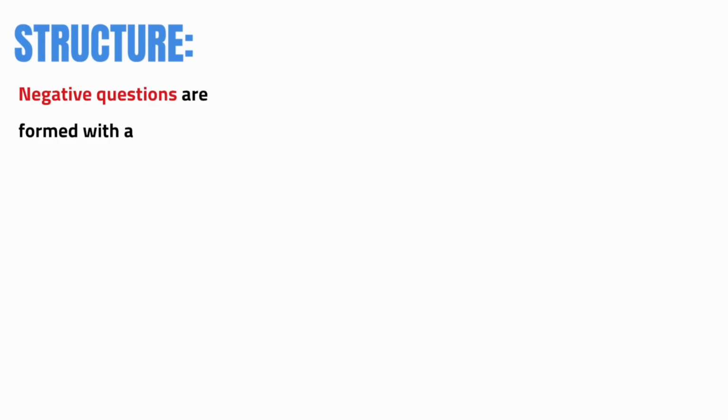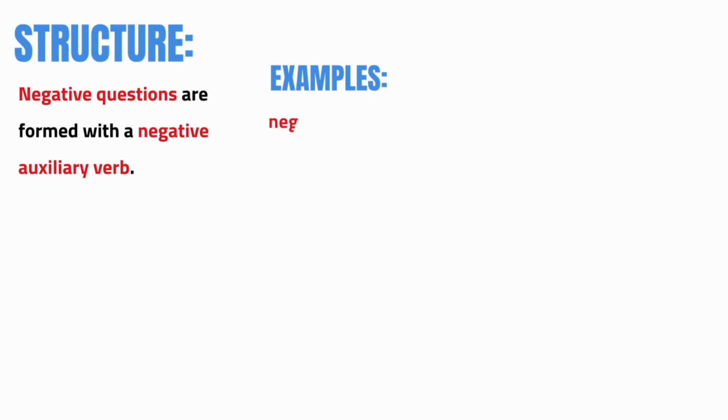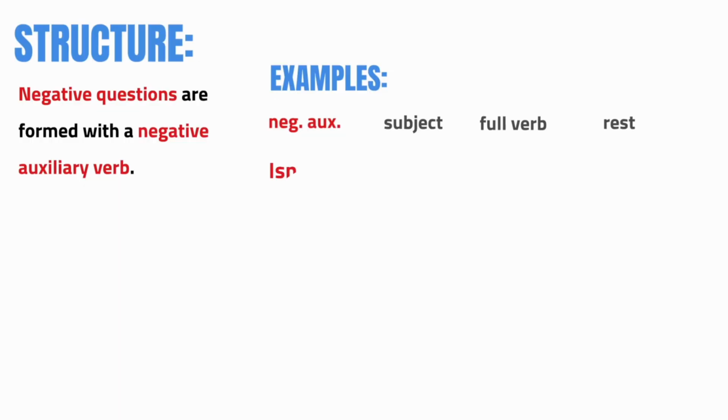Here is the structure. How do you form negative questions? It's not very difficult. Negative questions are formed with a negative auxiliary verb. That's almost everything you need to know. Not completely, but here are some examples. We have a negative auxiliary, we have the subject. Very often we have a full verb, and in most cases there is a rest, like a time or a place, an adverbial, for example.